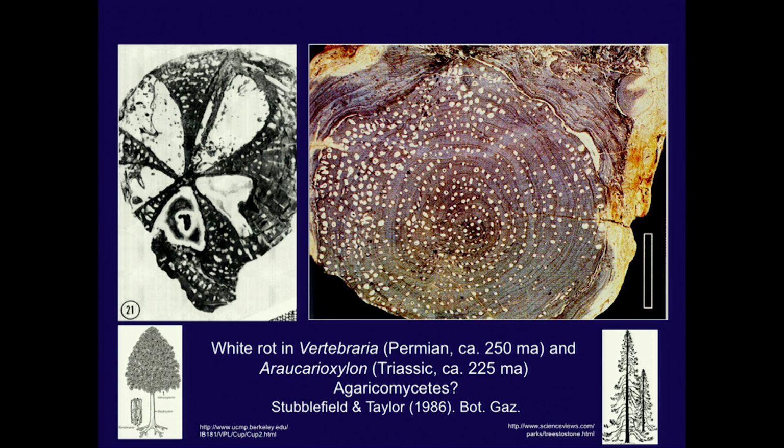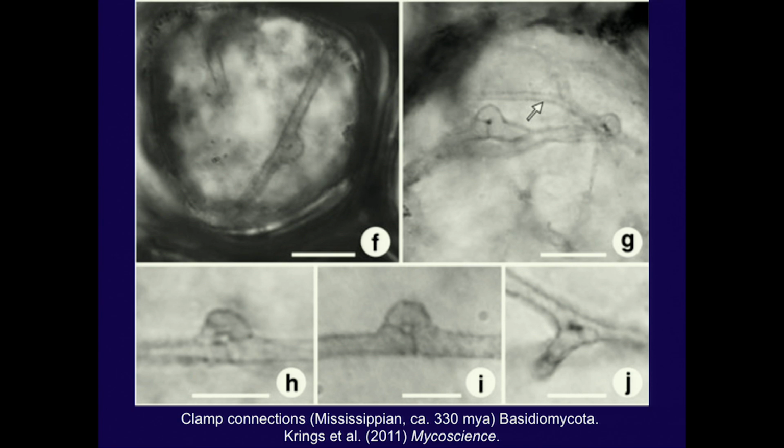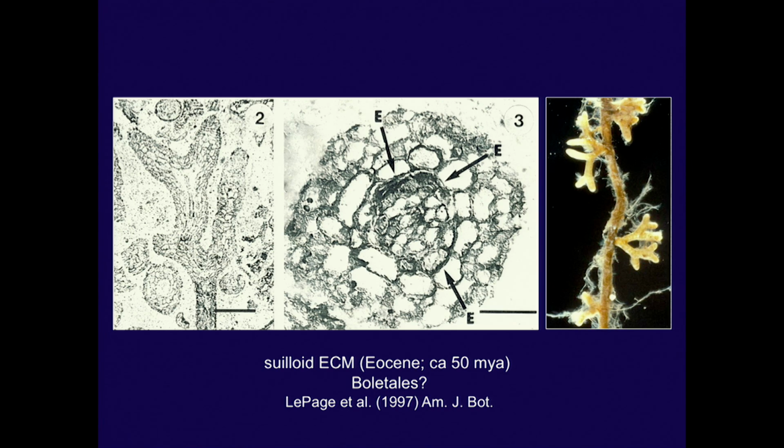These are the oldest white rot fossils, from the Permian about 250 million years ago, or the Triassic about 225 million years. So white rot is fairly old. Basidiomycetes are older. These are hyphae with clamp connections, diagnostic for basidiomycetes, from the Pennsylvanian. These are mycorrhizal roots from the Eocene. These are modern things, so about 50 million years old.